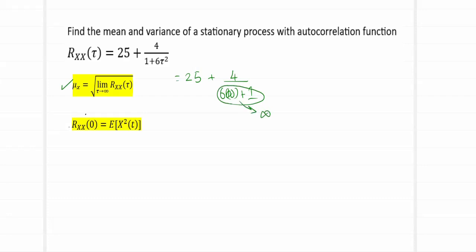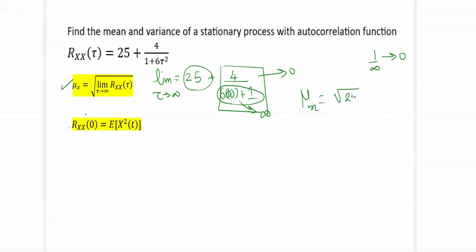And we know that as we extend the limit tau tending to infinity, what will happen to 1 by infinity? 1 by infinity will move towards 0. Therefore, this entire quantity will now move towards 0. Therefore, as limit tau tends to infinity, only 25 will be left out. But what is mu x? Mu x is root over 25. So we will have plus or minus 5.